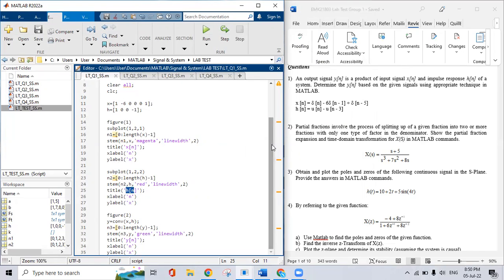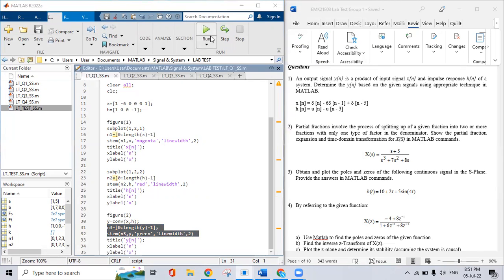So how do I get y, which means the output signal? I will just have to perform a function known as conv, with x and h. Why? Because this will help us to perform a convolution, and then we plot it by stem, and then we label it. Maybe I can hide this like this. Okay, so let us run.